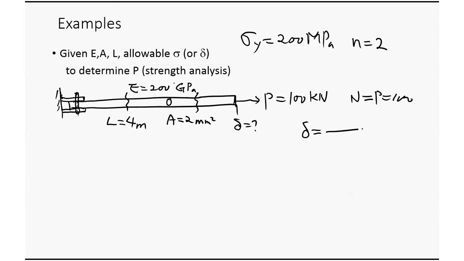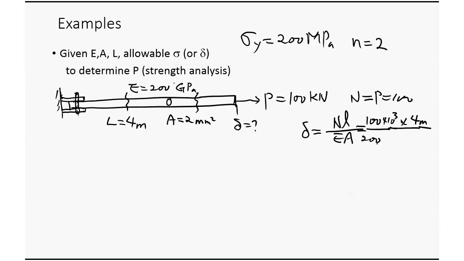Now delta, how do you calculate delta? That's supposed to be NL over EA, right? So you can calculate by N, it's 100 kN, that's 10^3 power. Then L times 4 meter, and then E, that's 200.